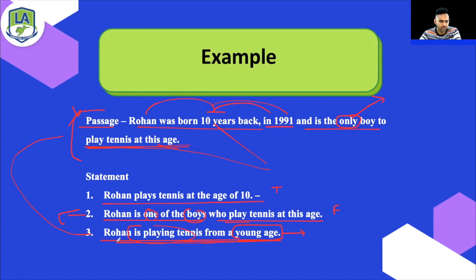But we don't know if he started at a young age, or we don't have any reference to young age. So this will not be false. This will not be true. A few students will say this is true because you're using your own knowledge. You don't have to use your own knowledge. You have to just use the information given in the passage. So this will be not given.